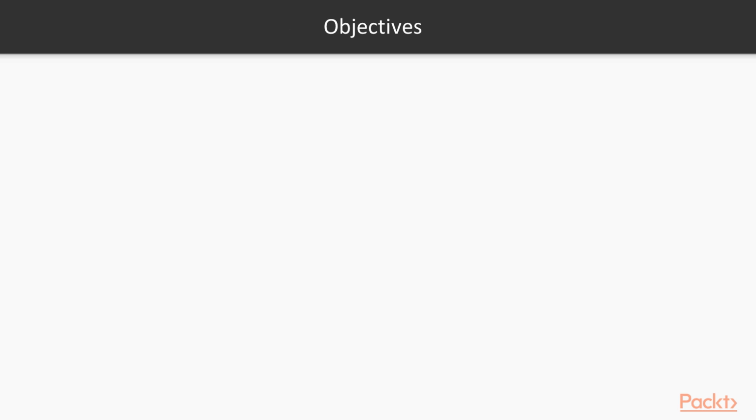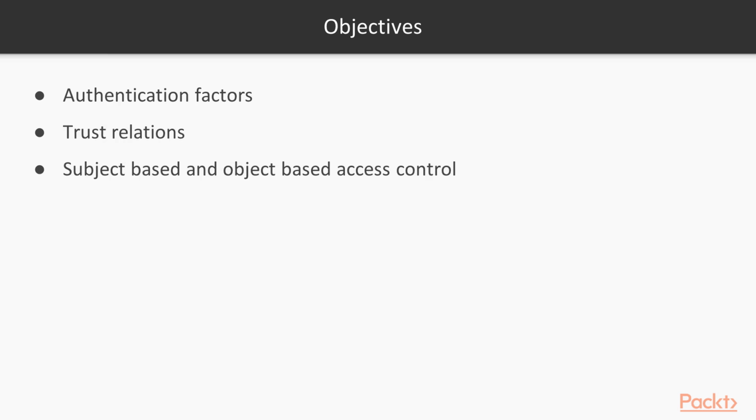So now let's talk about the objectives of this section, or what we are going to learn here in this section. So first of all, we will learn about what are the authentication factors available inside organization. We will also learn about the trust relations between organization and the users. Then we will learn about the subject-based and object-based access control.